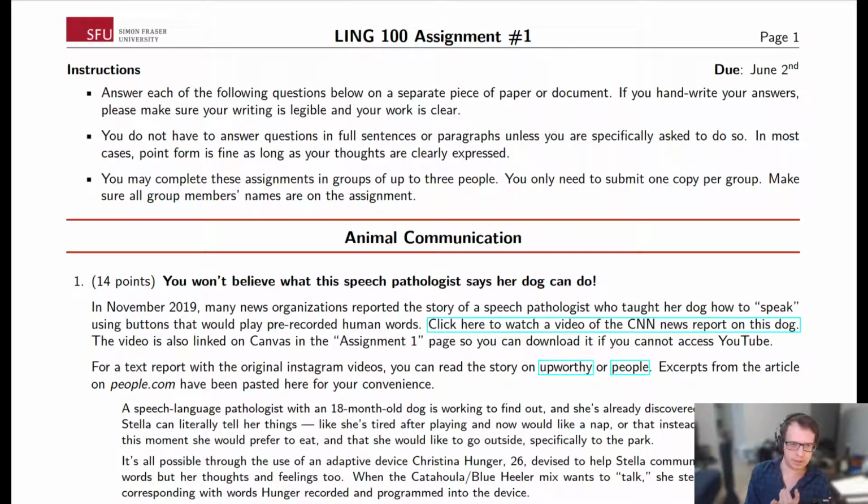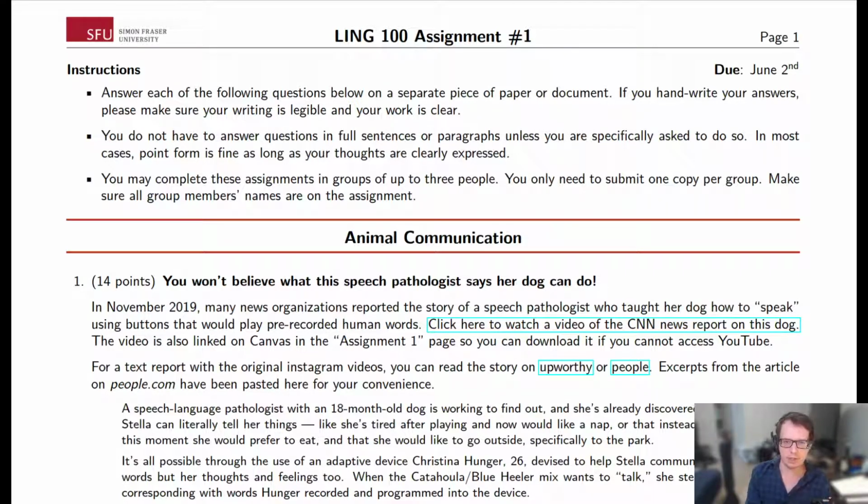Submit these on a different piece of paper or PDF or typed document, however you want to submit it. Just one per group. The feedback will be posted to everyone who submits it on Canvas. You'll all get the same feedback and grade, but just one submission per group. And point form is fine unless the question specifically asks for full sentences.